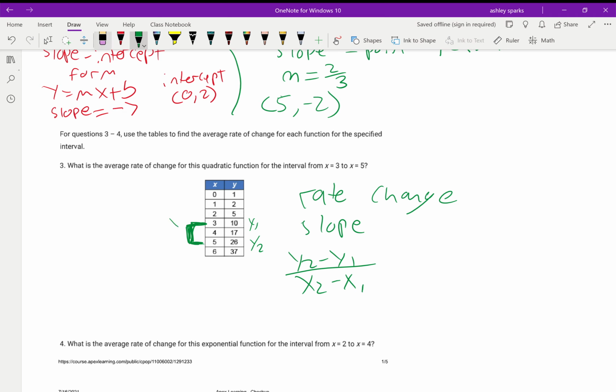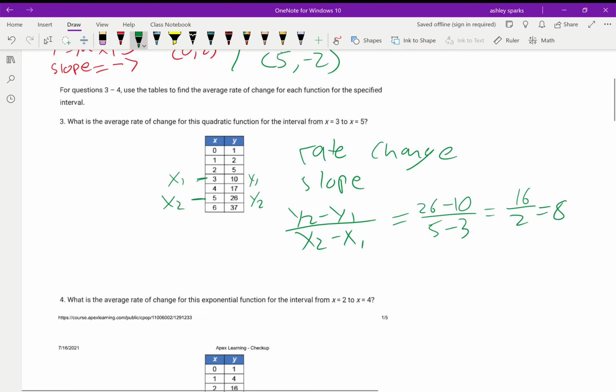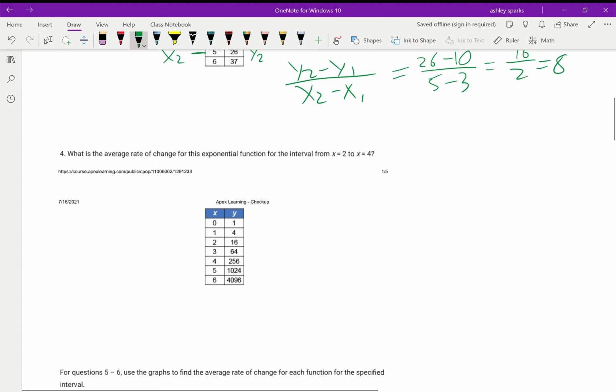We've got x1 and x2. And we're just going to plug that in like we would do for any normal slope problem. So I really like these rate of change just because they're so similar to what we would have done before. So we have 16/2, which is just 8.